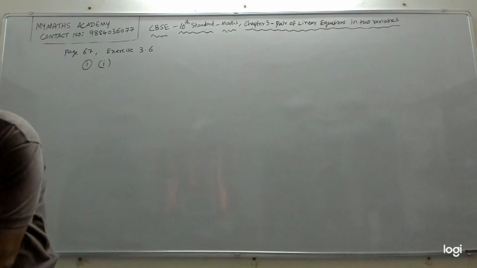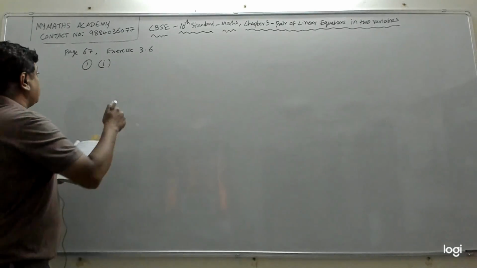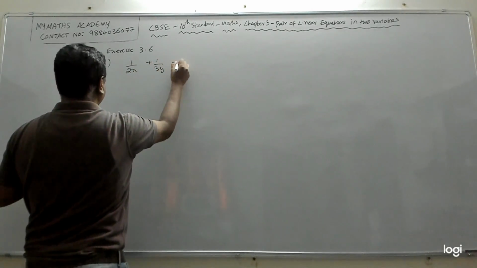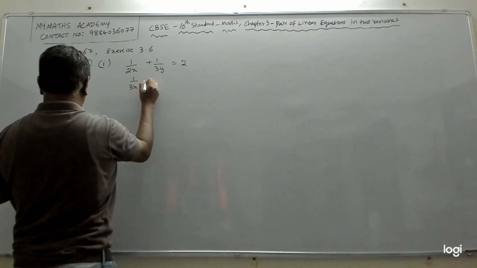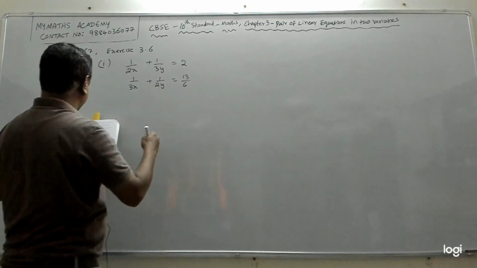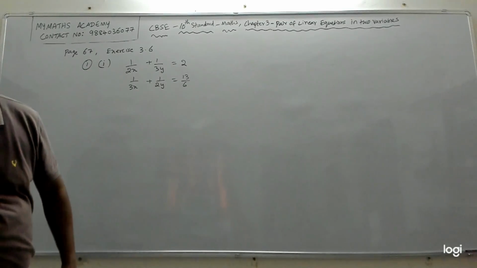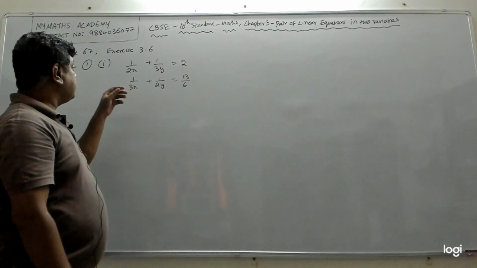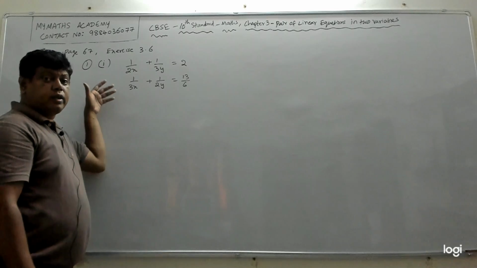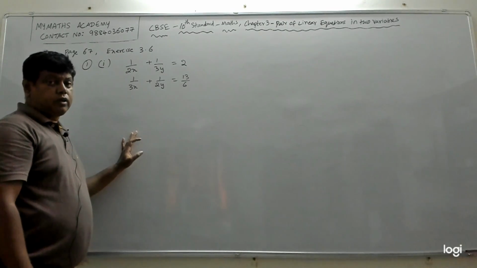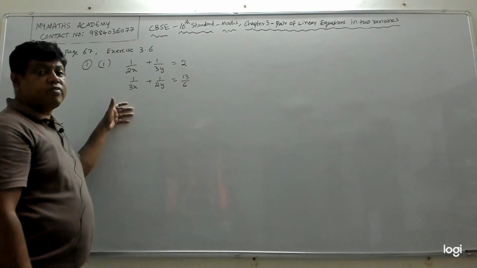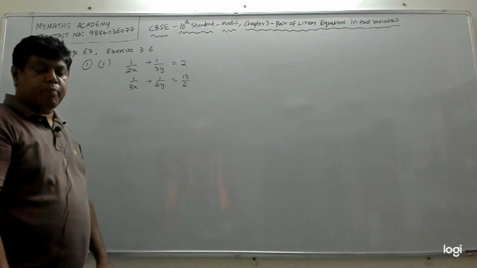So the given equations are 1 by 2x plus 1 by 3y equal to 2, and 1 by 3x plus 1 by 2y equal to 13 by 6. So we need to solve this and find the value of x and y. As I said, if you observe, the variables are coming in the denominator. When the variables come in the denominator, then it's not a linear equation. So we need to convert this into the form of linear equations by making some proper substitution.